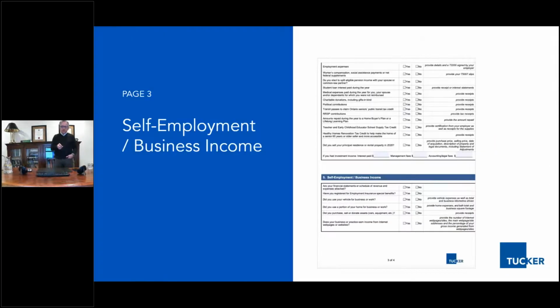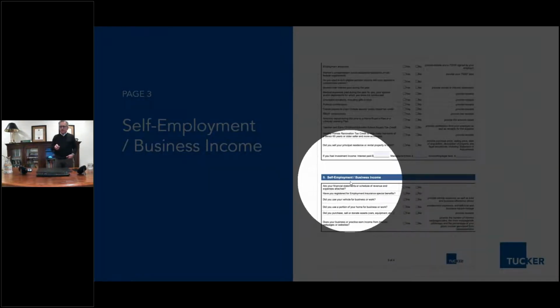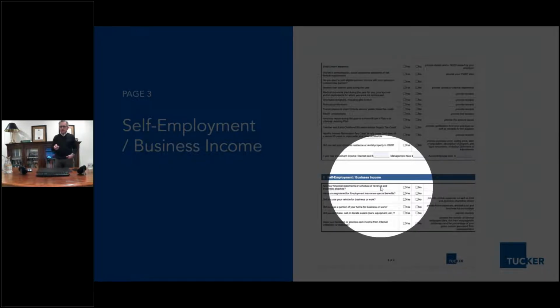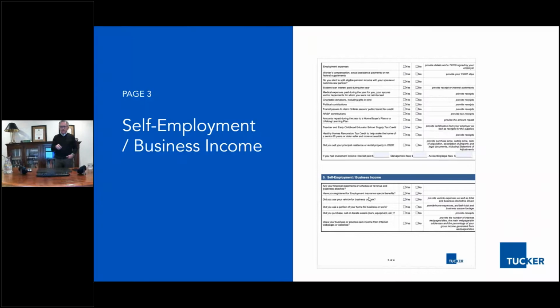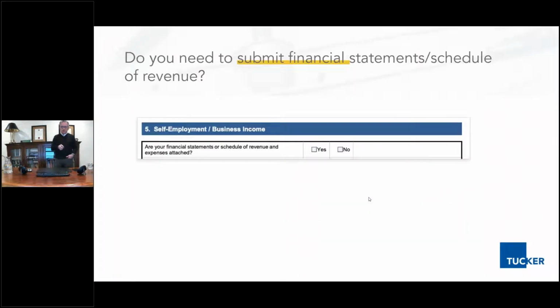All right. Self-employment and business income. That's section 5 of our tax organizer. We always get questions about this one. Are your financial statements or schedules of revenue and expenses attached? What do we mean by this?